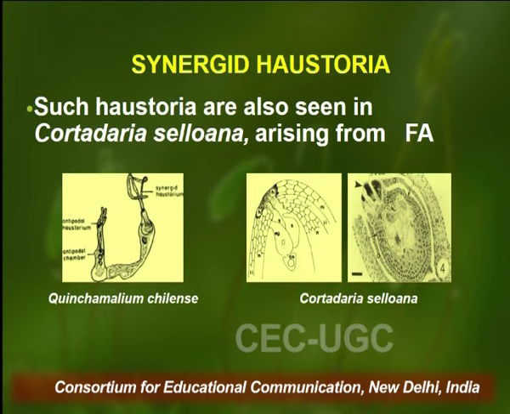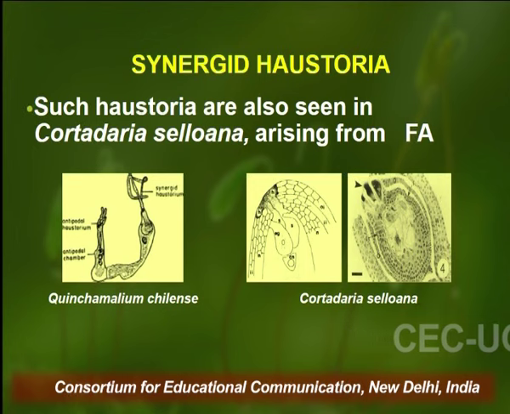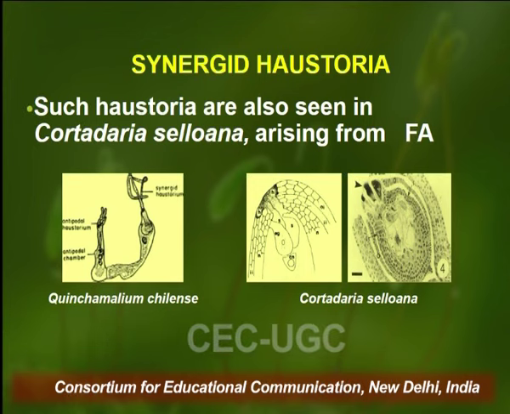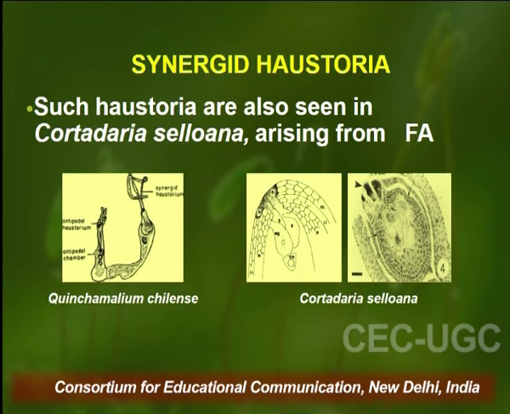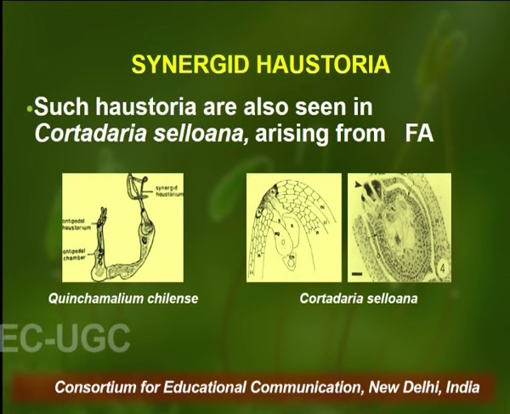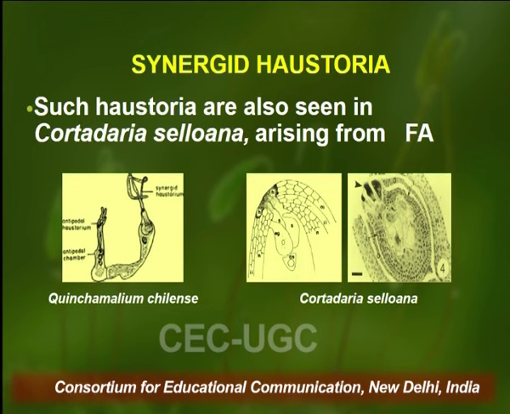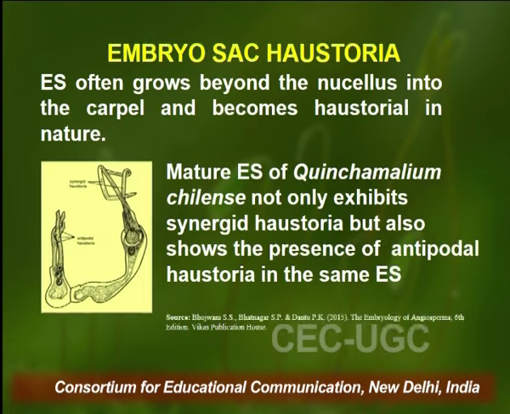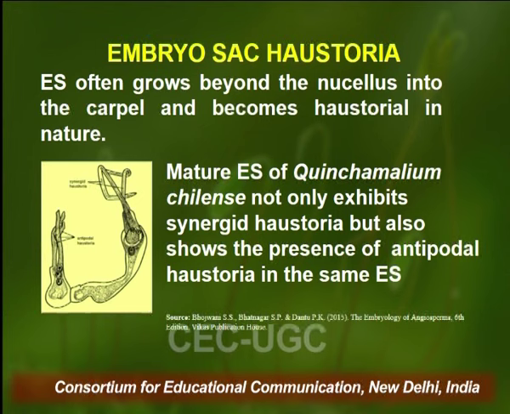You can see on the left-hand side a picture showing the haustoria, though there are antipodal haustoria also in Quinchamalium chilense. We will be talking about that shortly. On the right-hand side there is Cytinus or Cotoderia, where also there are haustoria which arise from the filiform apparatus present on the synergids. The embryo sac often grows beyond the nucellus into the carpel and becomes haustorial in nature.